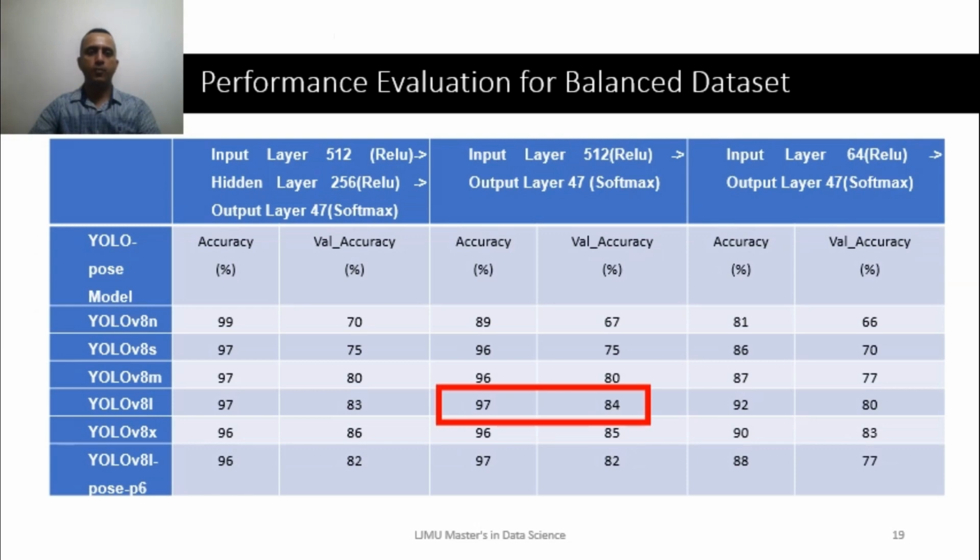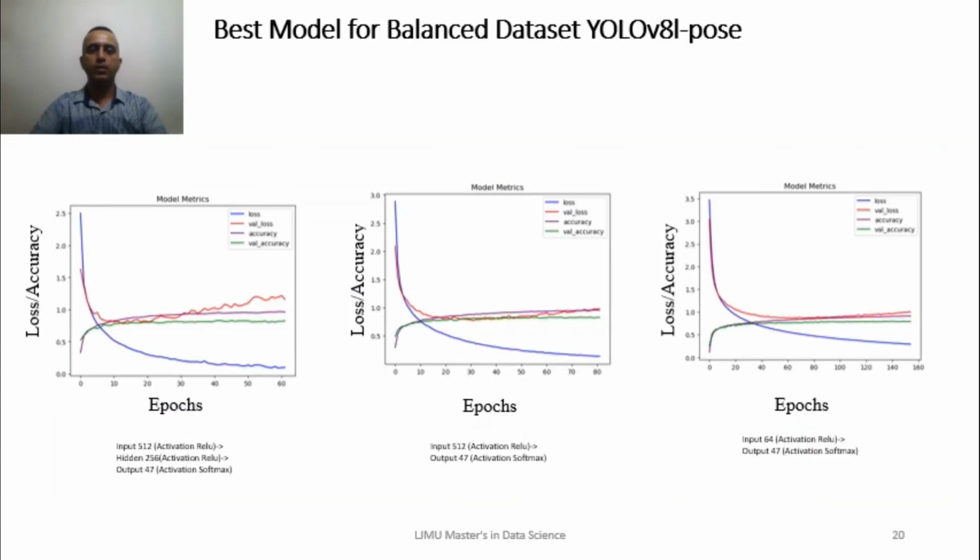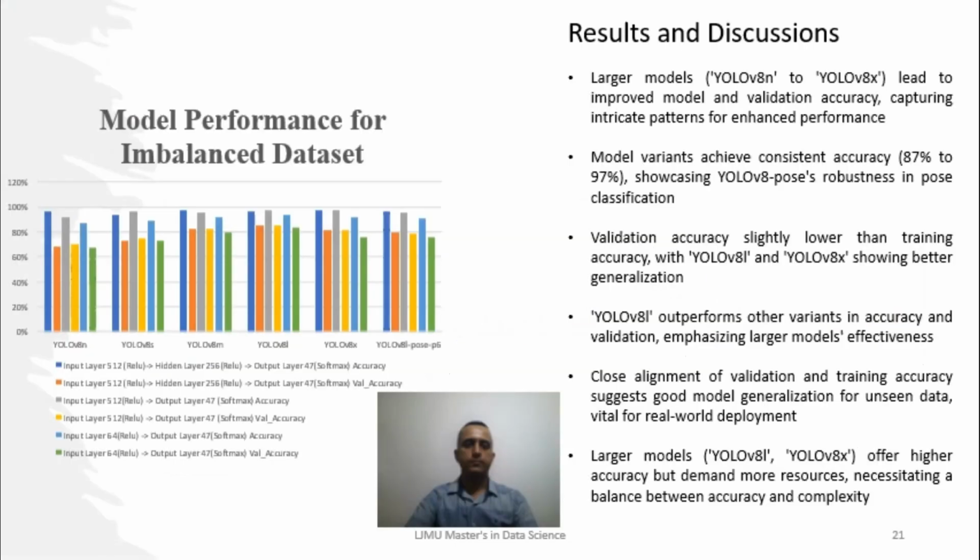Similarly, the performance accuracy for the balanced dataset was also determined. Here also, the combination of YOLO V8L pose algorithm along with the second Keras model produced the best accuracy results. The model accuracy was 97%, whilst the validation accuracy was 84%. Similar graphs for the balanced dataset for YOLO V8L pose algorithm along with 3 Keras models are displayed, of which the center graph represents the best case.